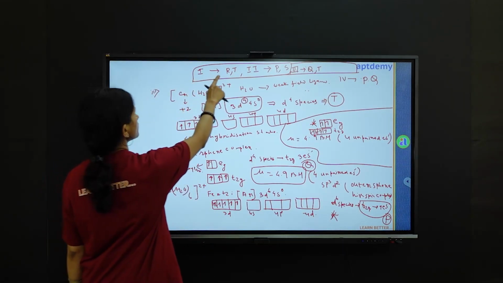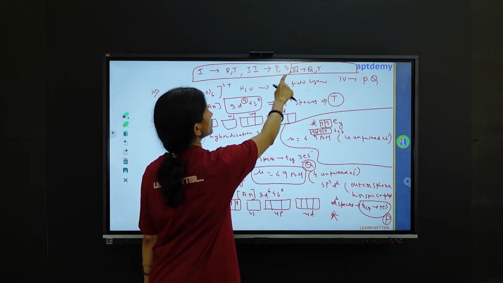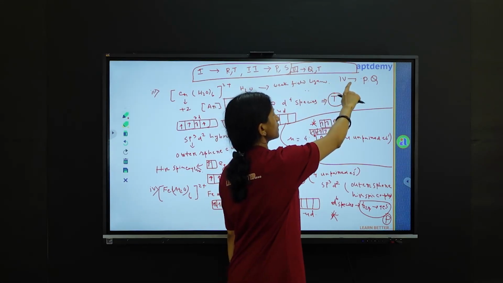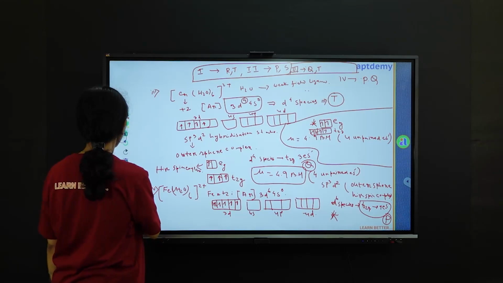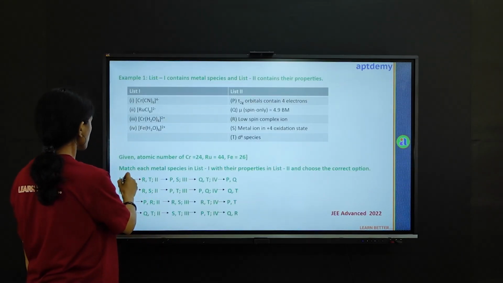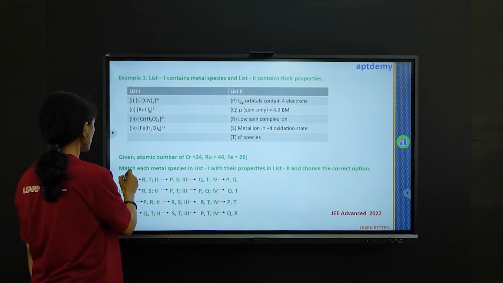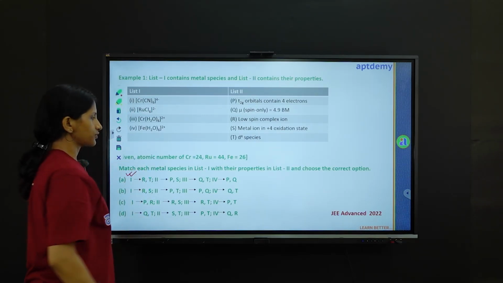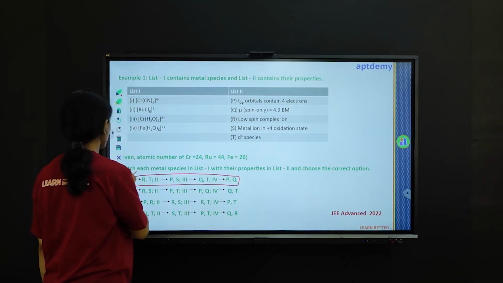So complex ion 1 is matching with R and T, complex ion 2 is matching with P and S, complex ion 3 is matching with Q and T, and complex ion 4 is matching with P and Q. That's the way you should solve. And now if you go back to the question, you can see that option A is the correct option. So you have to choose option A as the answer to this question.